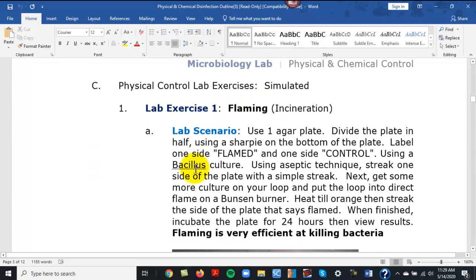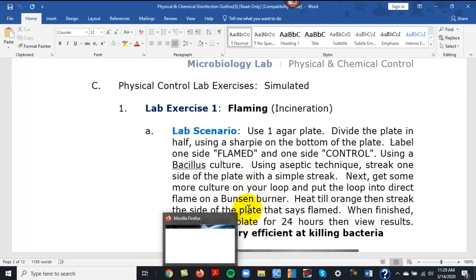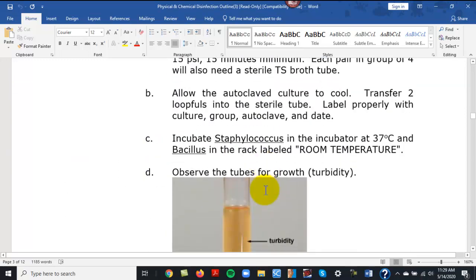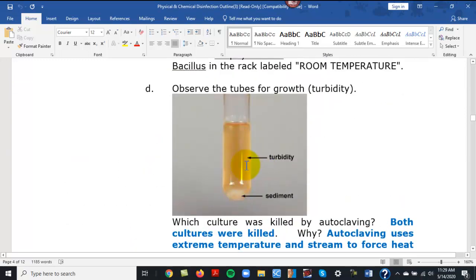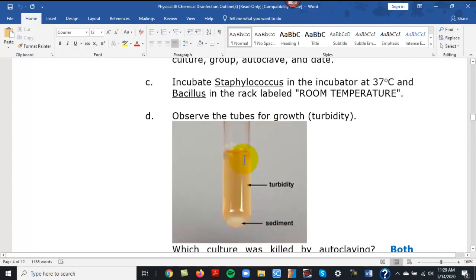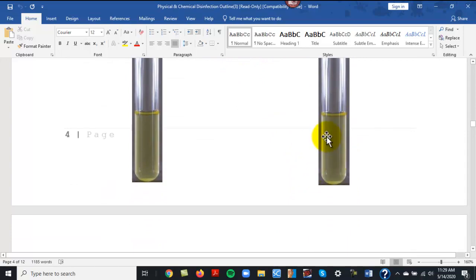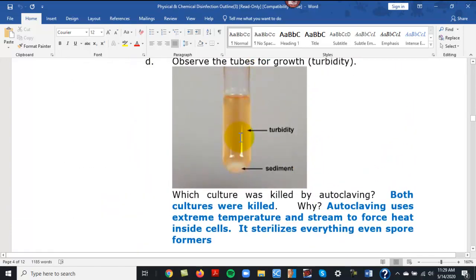Okay, here's our first lab scenario. Just imagine that you have a broth tube, a broth culture. In fact, I can skip down here. So this is how you can tell for growth in a broth culture. Turbidity means it's kind of cloudy. If you shake it around, you can see it on the inside. There's some sediment at the bottom. This is a broth tube that has growth. This is one that does not have growth. See how it's clear. It's not as dense.